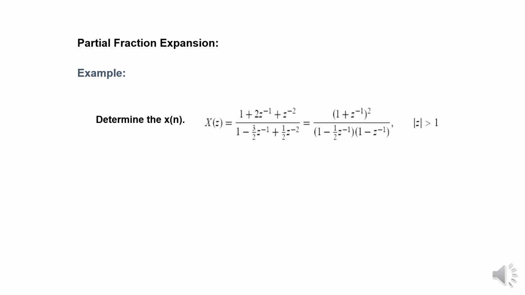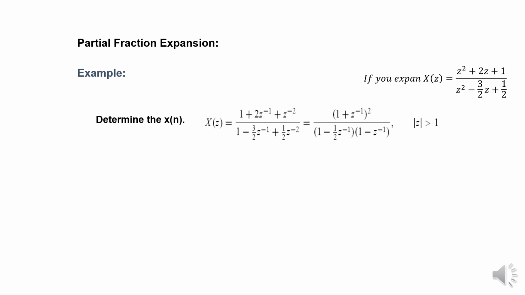Therefore what you have here is a rational fraction with actual values, right? This looks somewhat complicated because it contains z^-1 terms, right? But actually X(z) is z squared plus 2z plus 1 divided by z squared minus 3/2 z plus 1/2.